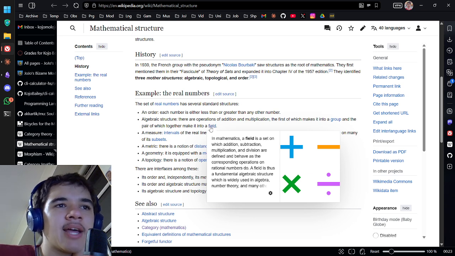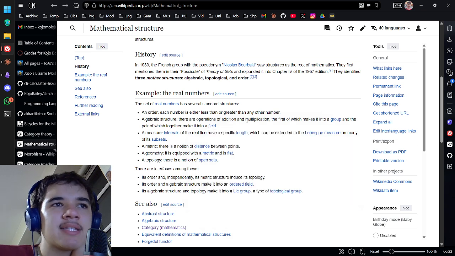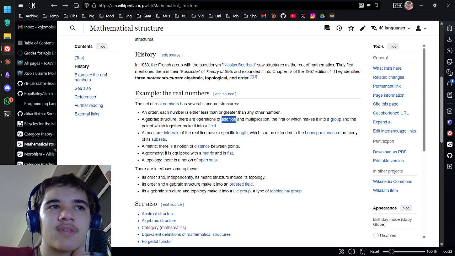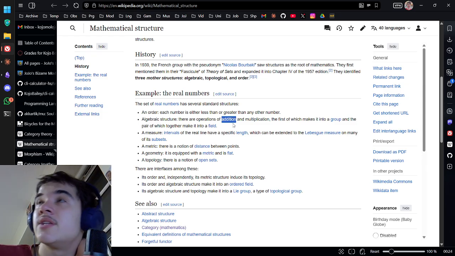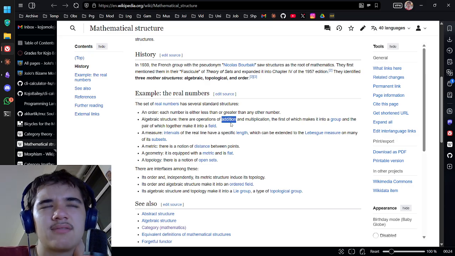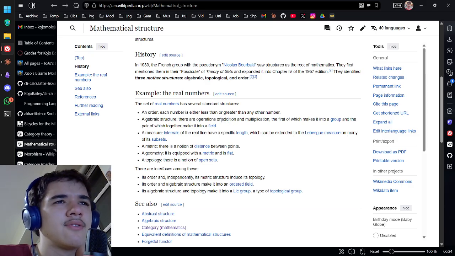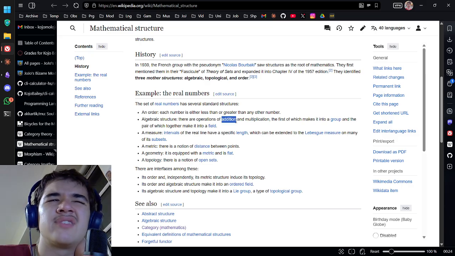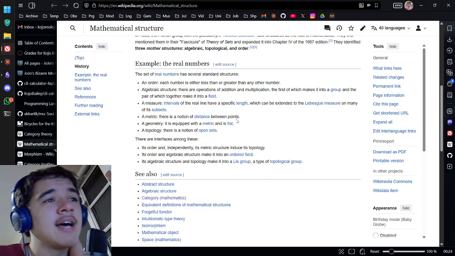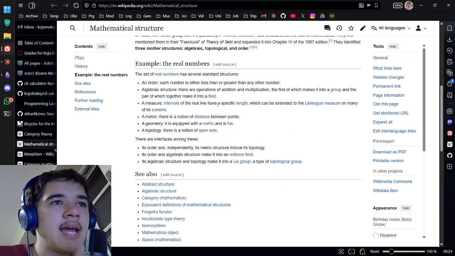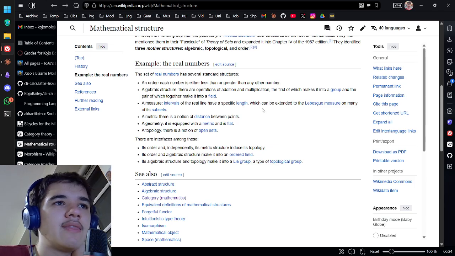Okay, I mean, I know about vector fields, but this means if you were to take a field of real numbers under addition, then the field is still real numbers, right? Like you can't really get out of that. Or they're complete under the field of real numbers, stuff like that. A measure. Intervals of the real line have a specific length. Cool, okay. A metric. There's a notion of distance between points. There is. Geometry. It is flat, sure.